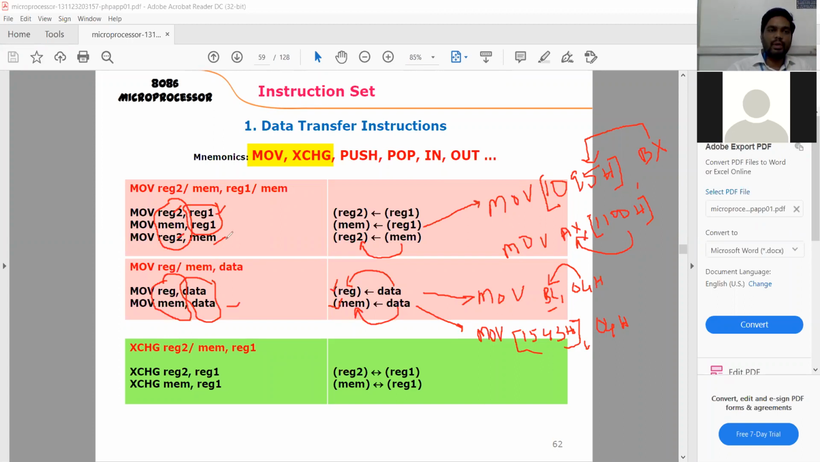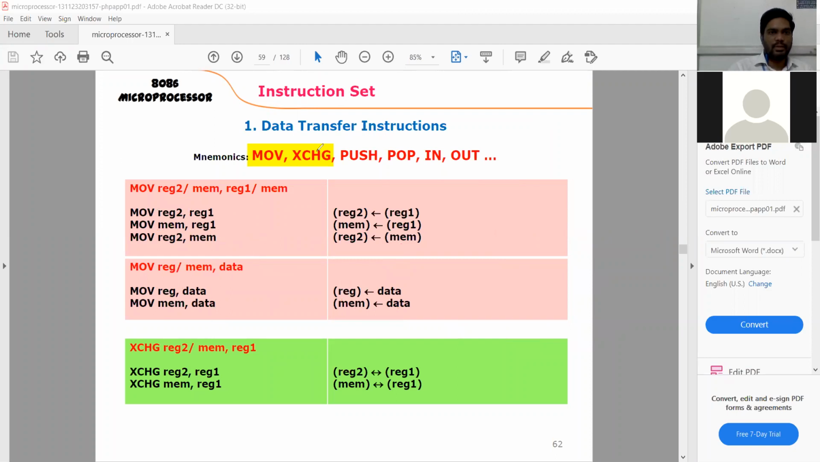So these are all the possibilities of the move instruction. These are all the different ways in which you can use the move instruction. This is the first instruction of the data transfer instruction set. Hope the things are clear to you.